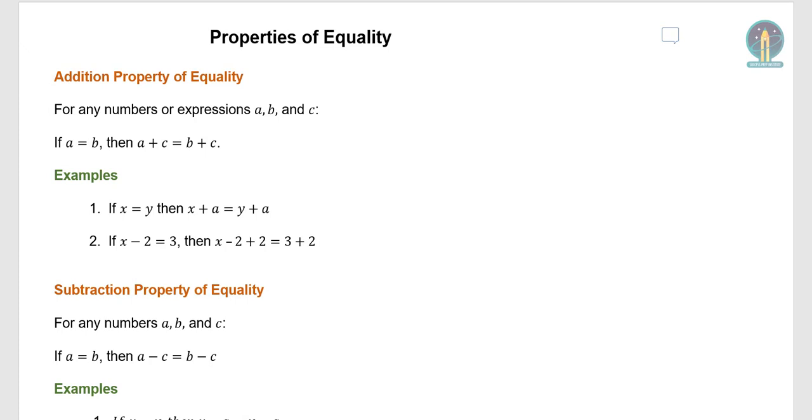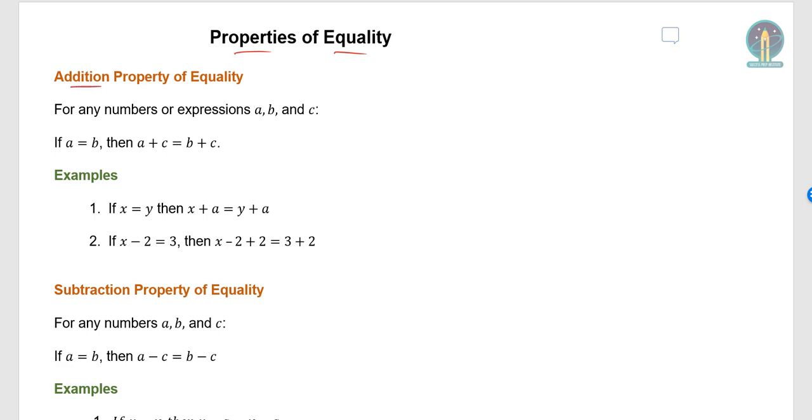In this concept, we're going to talk about properties of equality. And these are the properties that will allow you to manipulate expressions on both sides of an equal sign. Okay? Let's look at some examples of these properties.